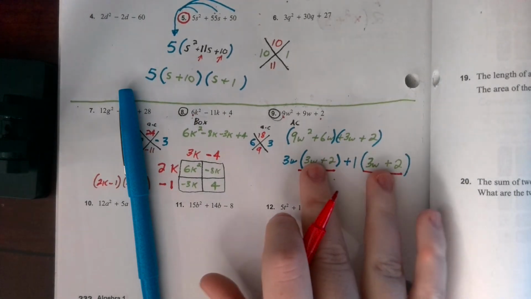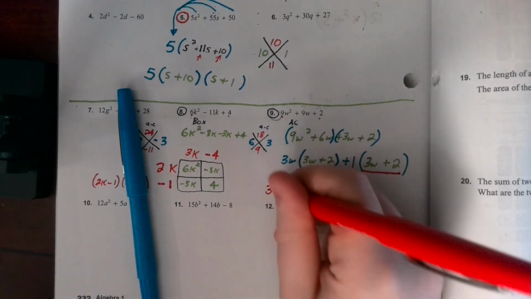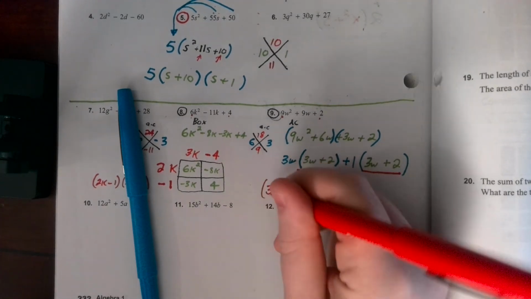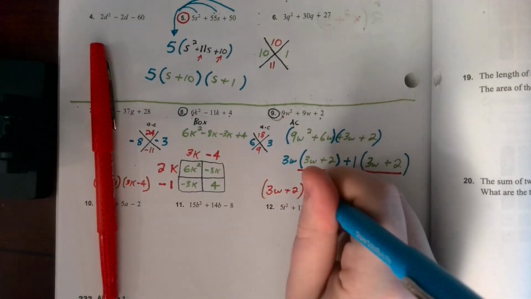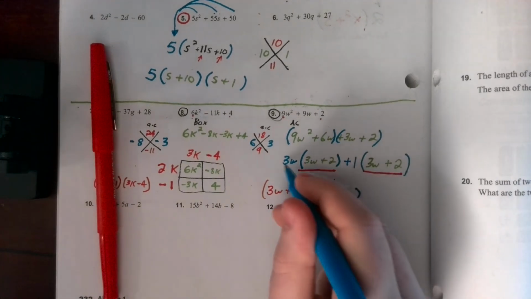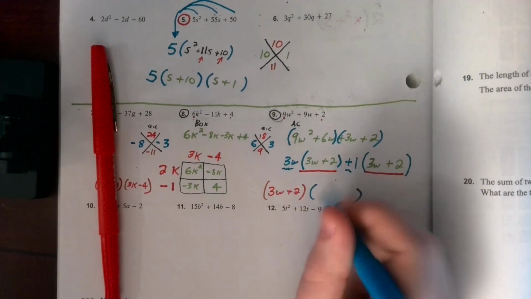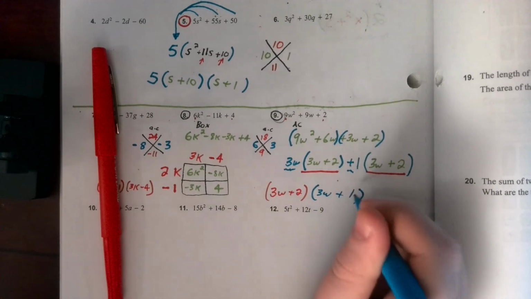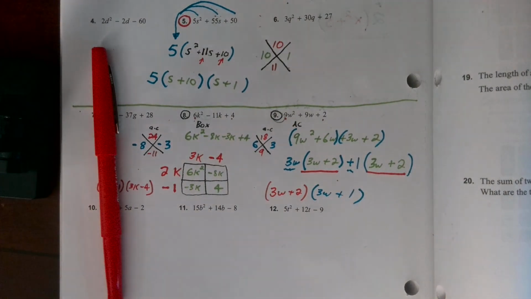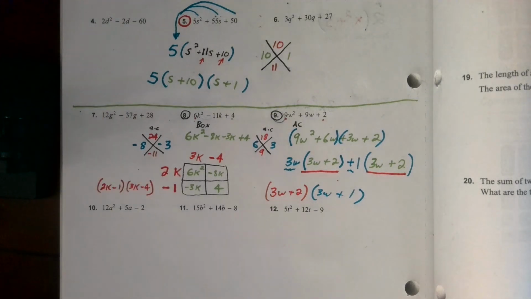So we pull out those terms in parentheses and put them in front. 3w plus 2 goes in front, and whatever's left over goes in its own set of parentheses. We have a 3w here, and we have a 1 here, so 3w plus 1 is our second set of parentheses. That is the AC method and the box method.